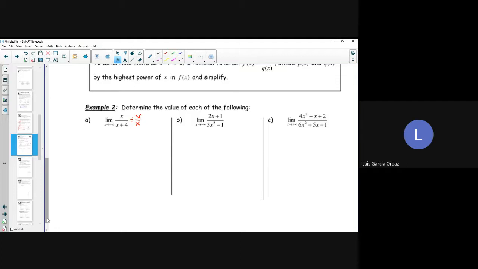So the next one, I have x squared. So I can divide by x squared over x squared. And my next one, my highest degree in my denominator is x squared. So again, I divide by x squared.